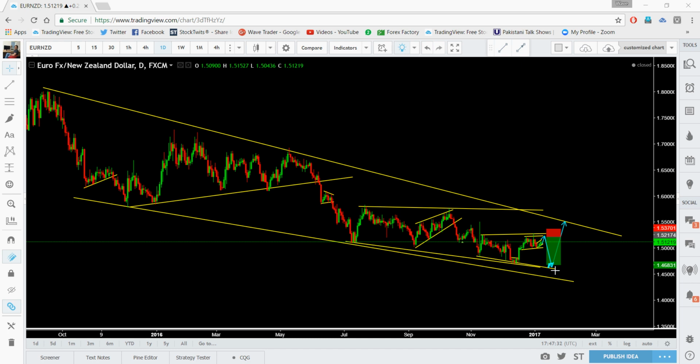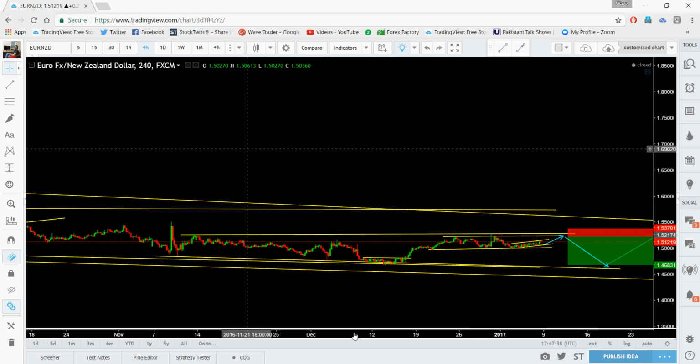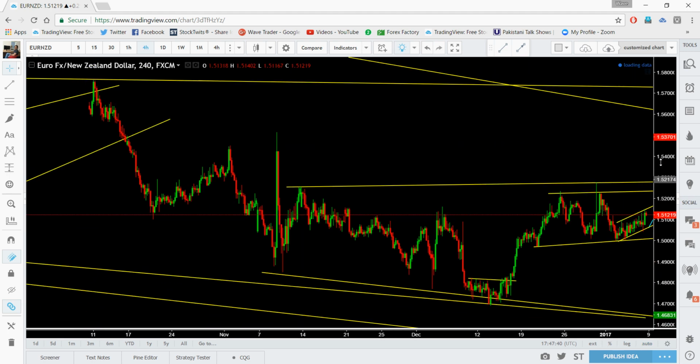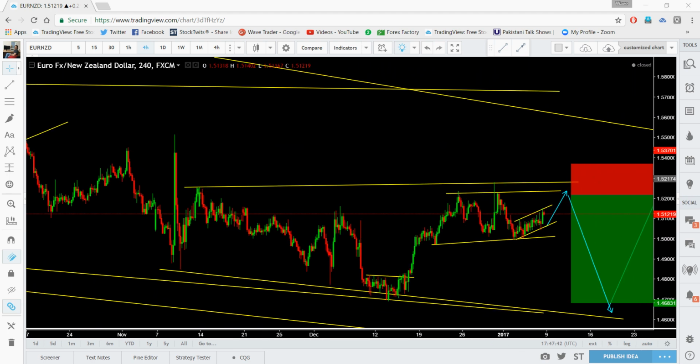Yeah, we're gonna look to buy from the bottom. Okay, so once price hits the top, sell from this place. If price hits this place, sell. Just place your stop loss.